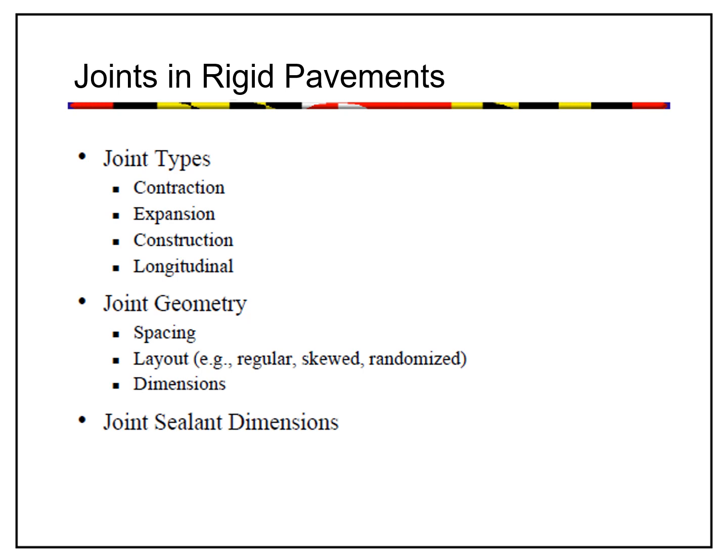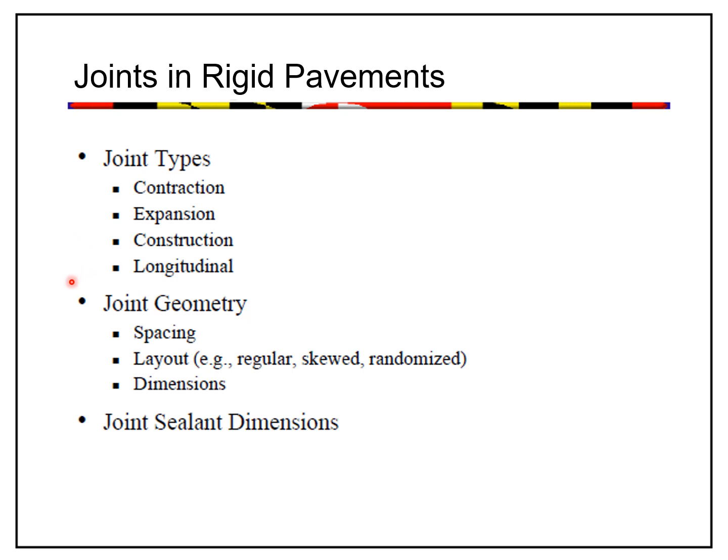CRCP, continuously reinforced concrete pavement, uses longitudinal reinforcing steel in order to limit the number of transverse contraction joints, but it still uses longitudinal joints and periodic transverse joints. So if you just look at the joint types, mainly we are having these types: contraction joint, expansion, construction, longitudinal.